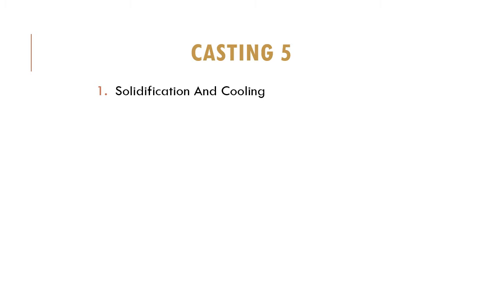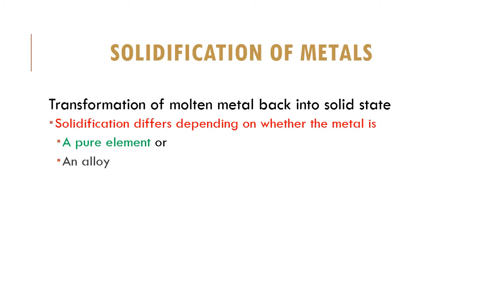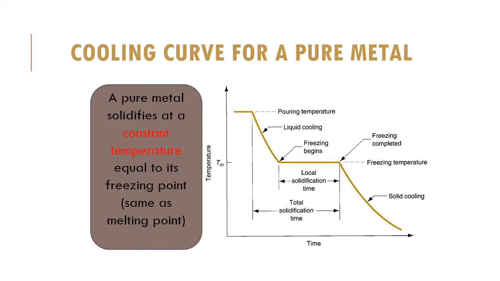In casting 5, I'm going to cover solidification and cooling in casting. Solidification of metal is a transformation of molten metal back into the solid state. Solidification differs depending on whether the metal is a pure element or an alloy. So let us see the difference between pure element and alloy solidification. Pure metal usually solidifies at a constant temperature.